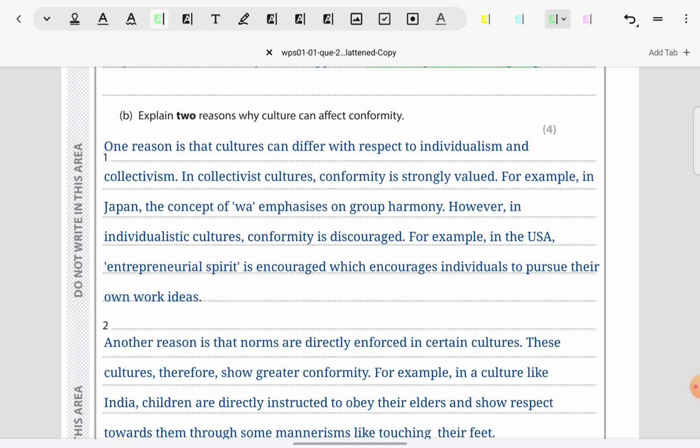Next is: explain 2 reasons why culture can affect conformity. So again, within the syllabus we learn about different aspects of culture and how they influence conformity. So the first one I've taken is individualism and collectivism.